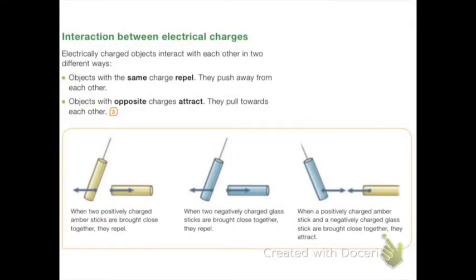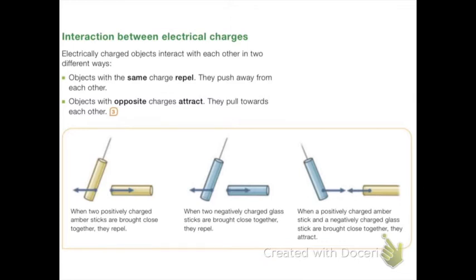Interaction between electrical charges. Electrically charged objects interact with each other in two different ways. Objects with the same charge repel. They push away from each other. Objects with opposite charges attract. They pull towards each other.